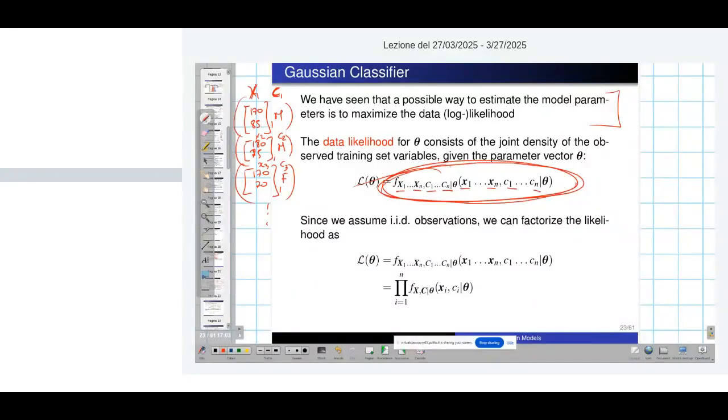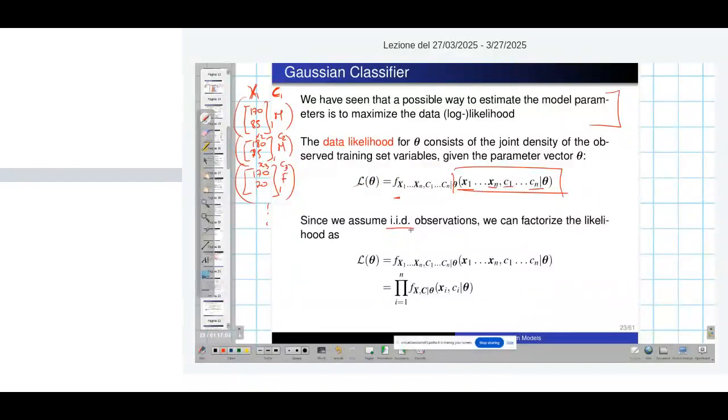So the likelihood is the joint density for all the random variables that describe my dataset, computed at those values. So if this were discrete, it would be the probability of all the observed values. It's not, again, a probability because these are densities, so it's a likelihood function. It's the density computed at the observed values.